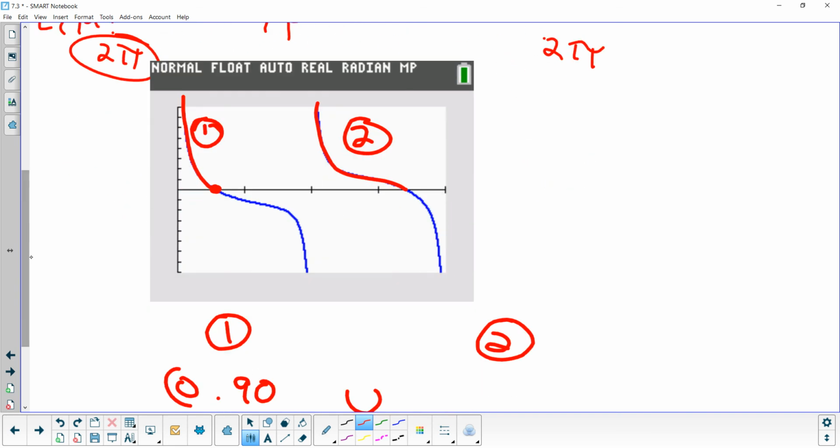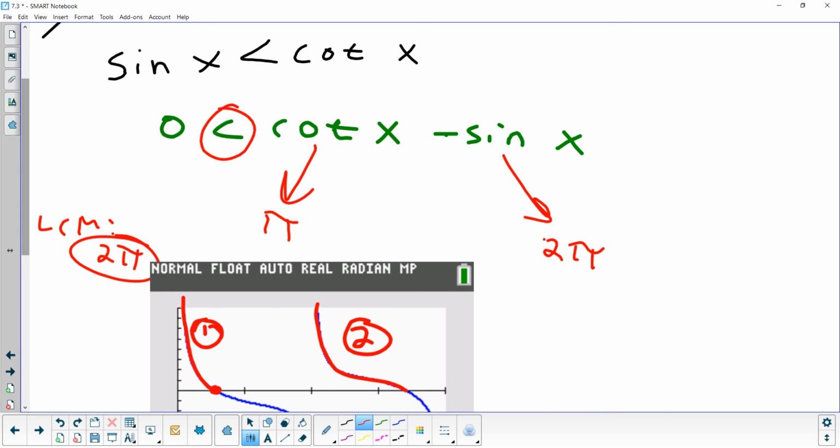At 0.90, we hit 0. So we don't want to include that. The only way you'd include the 0.90 is if you have this. But we don't.